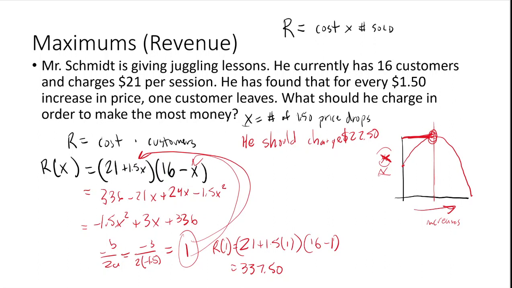What would it be like? Let's think about what it would be if he changed it 3 times just to prove this, right? What would R of 3 be? Well, then I'd have 21 plus 4.50, right? So 25.50. Oops, I did that wrong. 25.5 times, if he changes cost by $1.50 3 times, he would lose 3 customers. So times 13, that would be $331.50. So he's going to keep going down if he adds more money. So he should charge $22.50 to maximize his revenue.